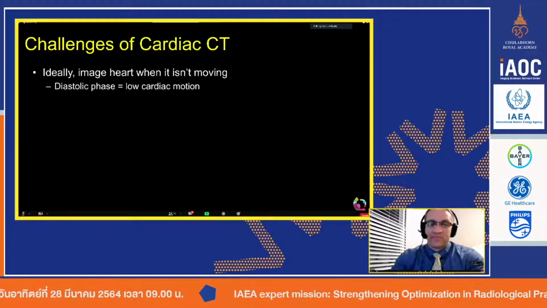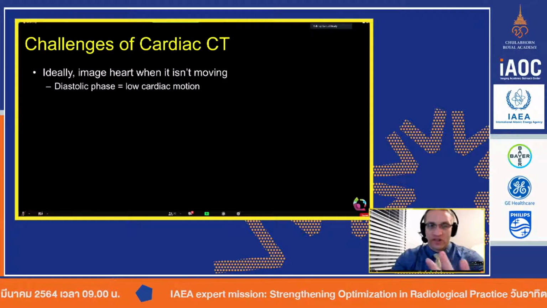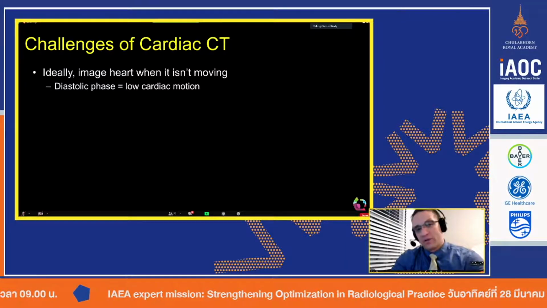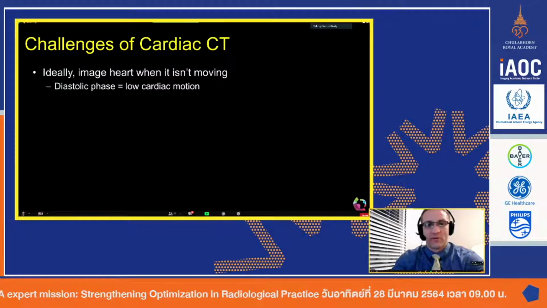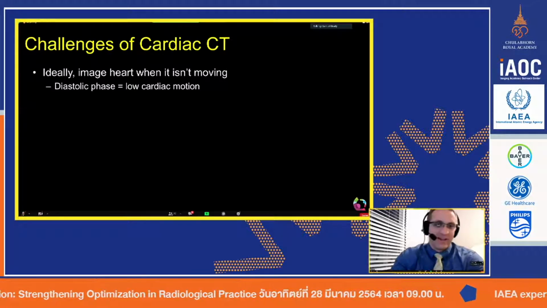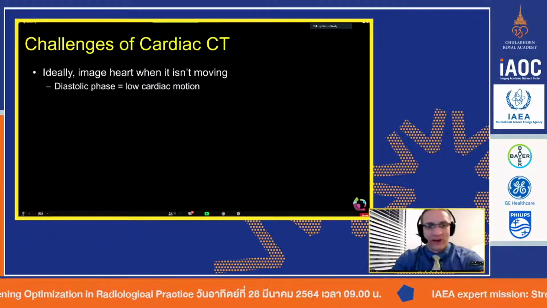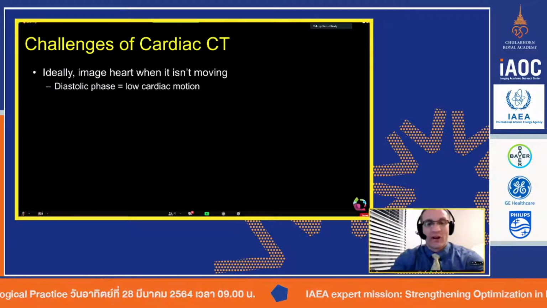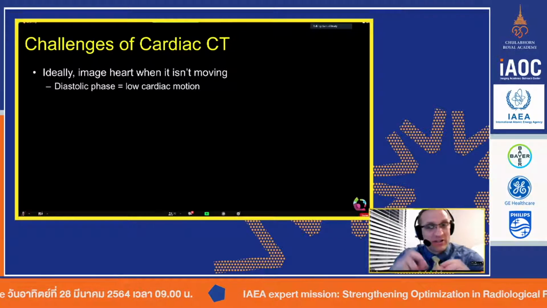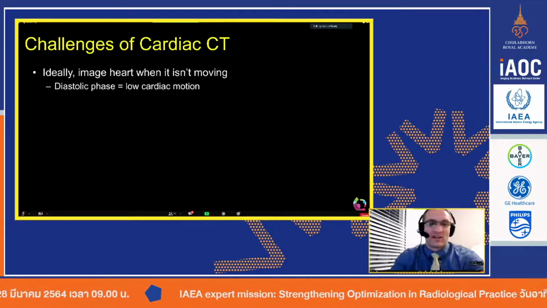Okay, so in a perfect world, we'd just stop the heart, image it, turn it back on and keep going. We can't do that. We can ask our patients to hold their breath for a couple of seconds, but we can't ask them to stop their heart. But we do have a heart that naturally stops itself for just a split second, and it's in the systolic phase, of course.